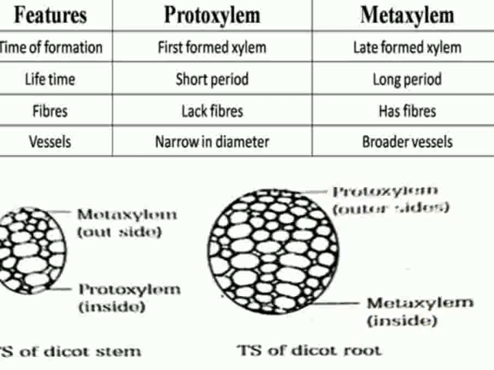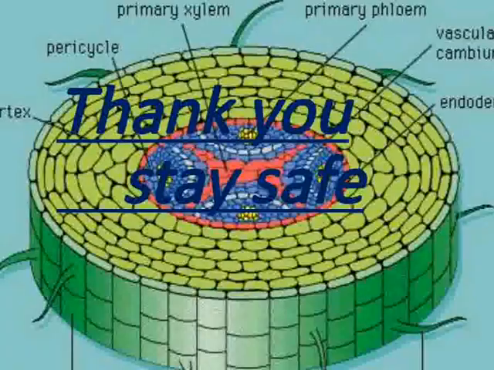When the protoxylem lies towards the pith and metaxylem lies towards the periphery, this type of condition is called the endarch condition. In roots, as you can see here, the protoxylem lies towards the periphery and metaxylem lies towards the center. Such an arrangement of the xylem is called the exarch condition.